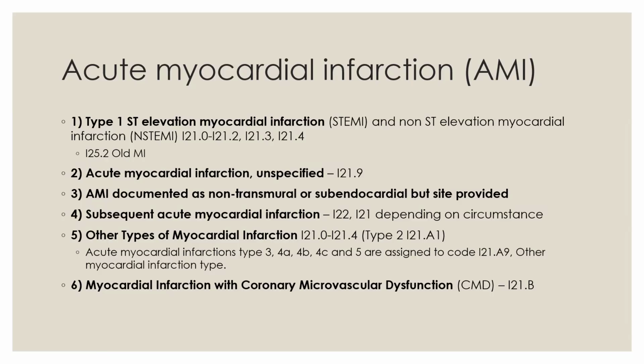Number 2, for an acute myocardial infarction unspecified. Code I-21.9 is for acute myocardial infarction unspecified. This is the default for unspecified acute myocardial infarction or unspecified type. If only type 1 STEMI or transmural MI without a site is documented, you'll want to use code I-21.3 for the STEMI.